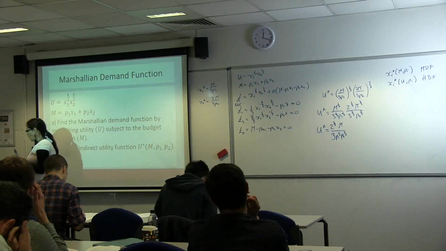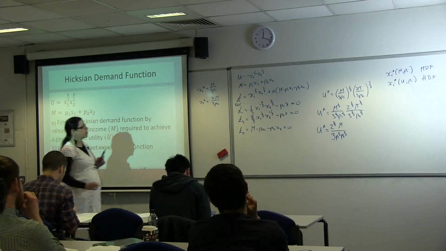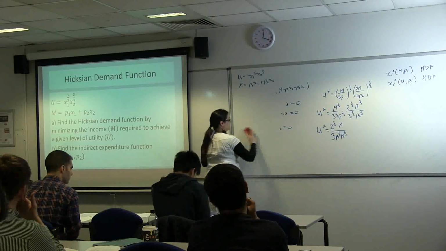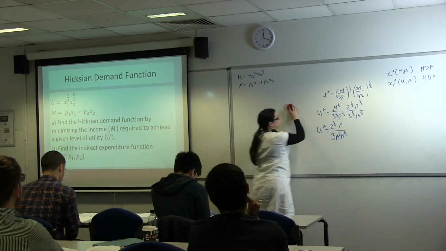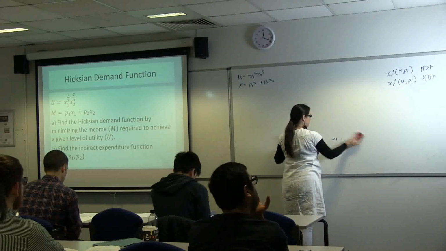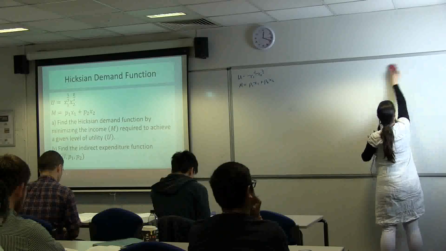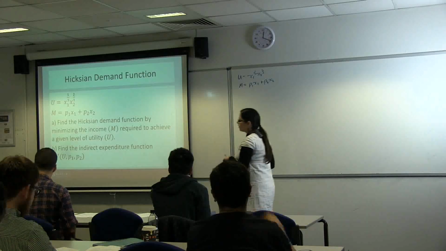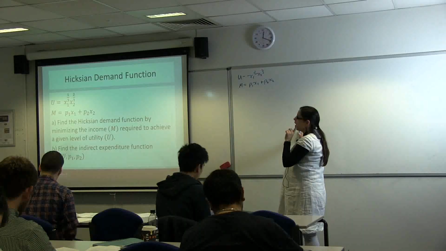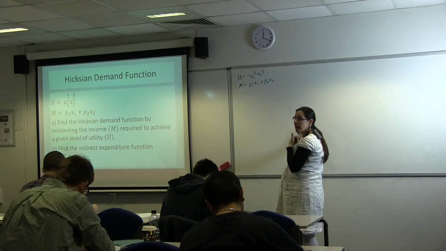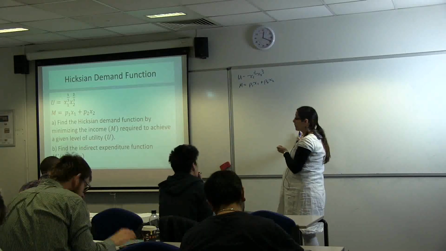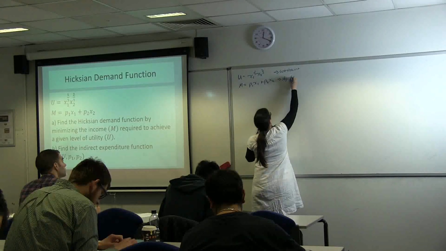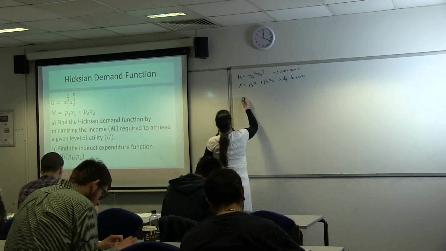Same functions, different question. So, find the Hicksian demand function by minimizing the income required to achieve a given level of utility. So what happened in here now by posing the question this way? Now this is my constraint, and this is my objective function. So what will the Lagrangian look like in this case?